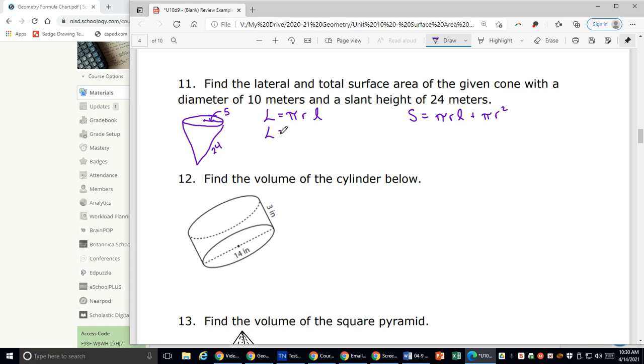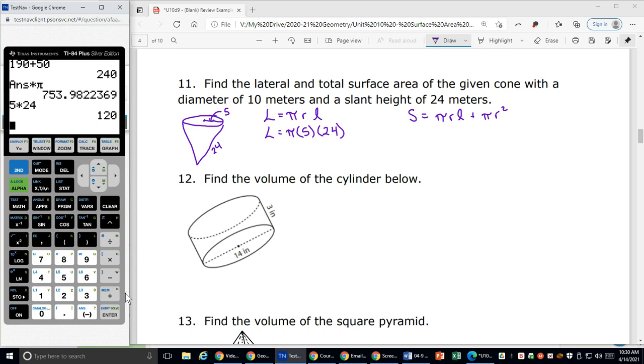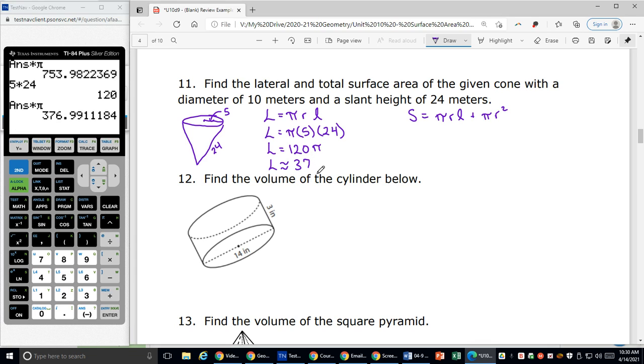Pi RL plus a base, pi R squared. All right, so for my lateral area, pi times the radius, 5, times the slant height. They gave it to me, I don't even have to find it, 24. So 5 times 24 is 120. So my lateral area is 120 pi. My approximate lateral area, times pi, is 376.991. My units here are meters. So since it's area, we're going to put meters squared. There are my lateral areas, the exact answer and the approximate answer.